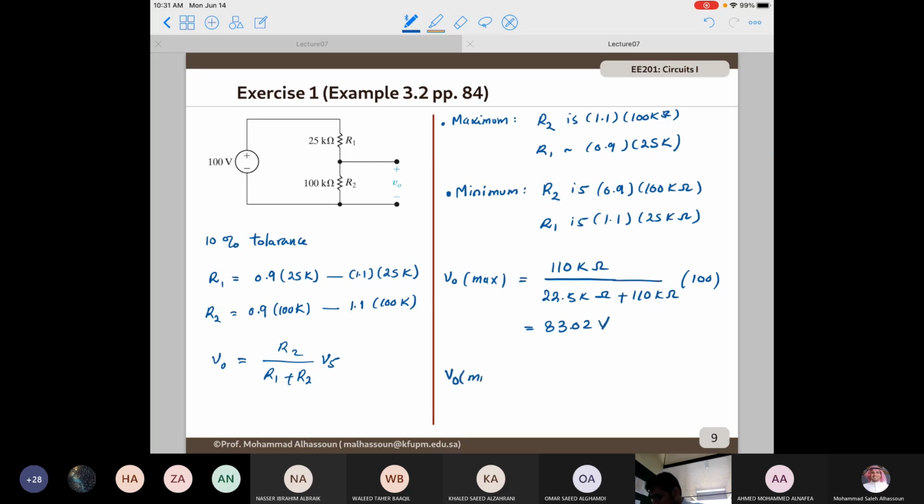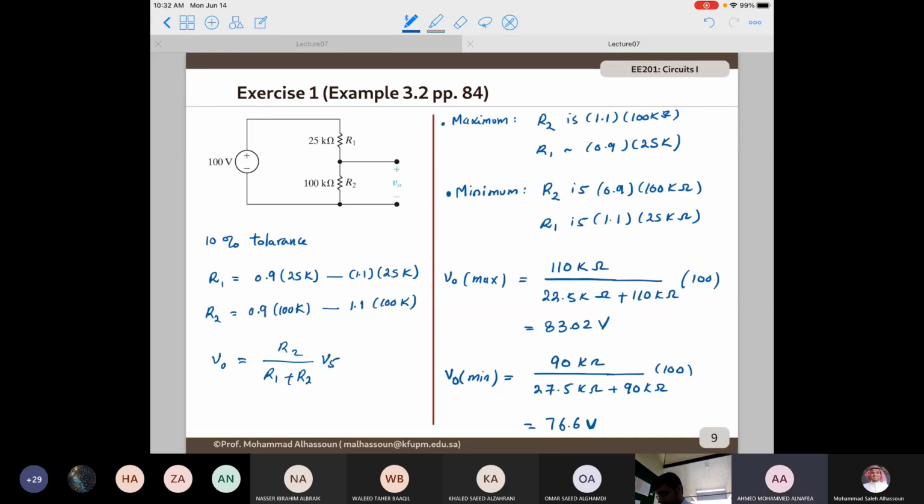V output minimum is when R2 is at its minimum value and R1 is at its maximum value, multiplied by 100, and the result is 76.6 volt. So you can see there's almost a 7.58 volt difference between the maximum and the minimum, which depends on the application. This could be tolerated or not. Ahmed, your question?